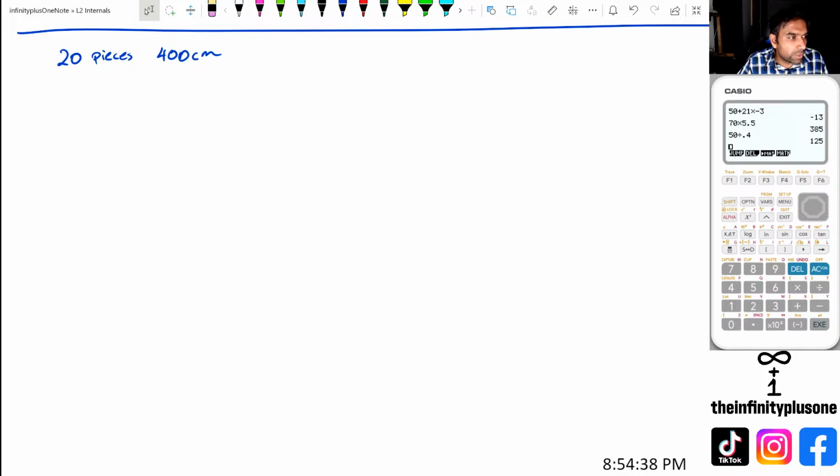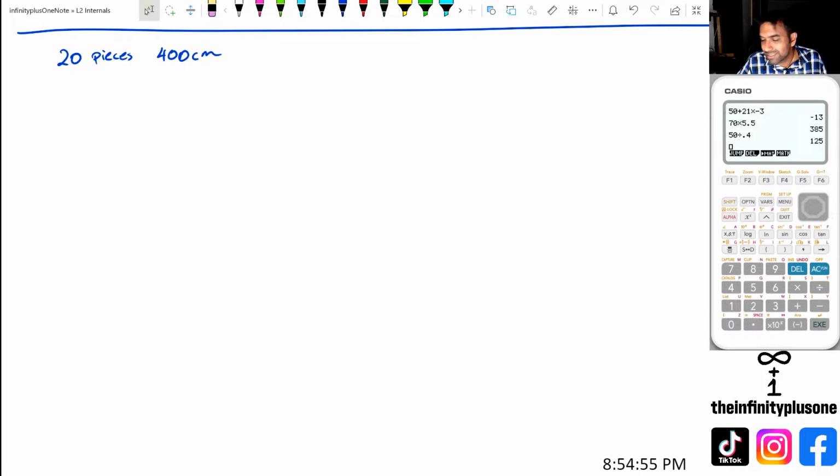All right, so we've got 20 pieces and exactly 4 meters of the ribbon. So there are a couple of ways of looking at it. Firstly, I'm going to look at an arithmetic one.